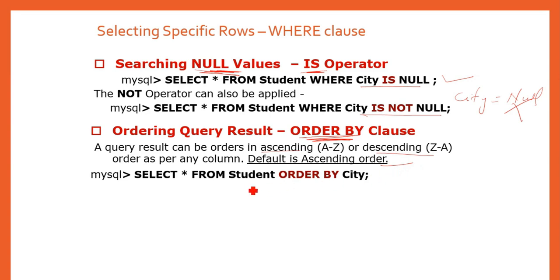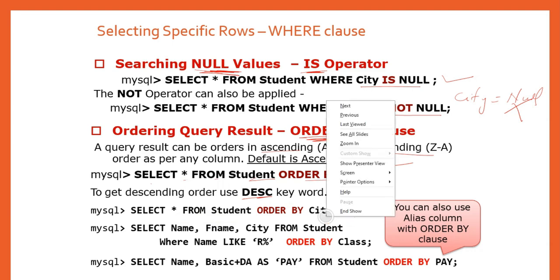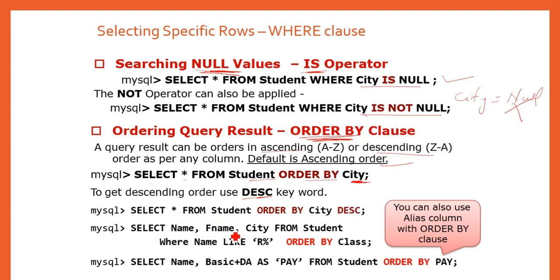The syntax will be select columns from student order by city, that is, by which column we want to arrange the data. Now if we have to arrange in descending order, then we have to write DESC at the end. So let's see this. Select asterisk from student order by city DESC. That means now it will arrange all the student records in descending order of the city. Here the second is select name, fname, city from student where name like r percent sign, order by class. Now what will happen here?